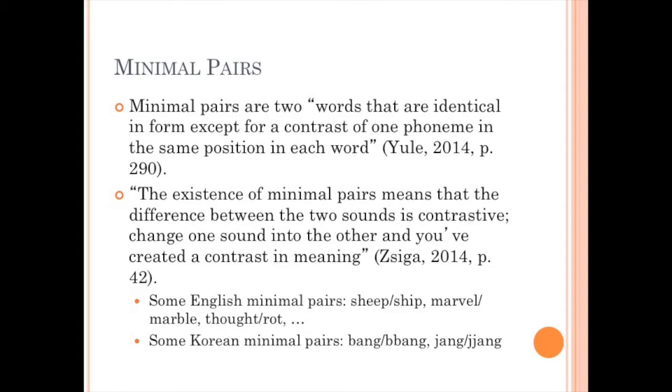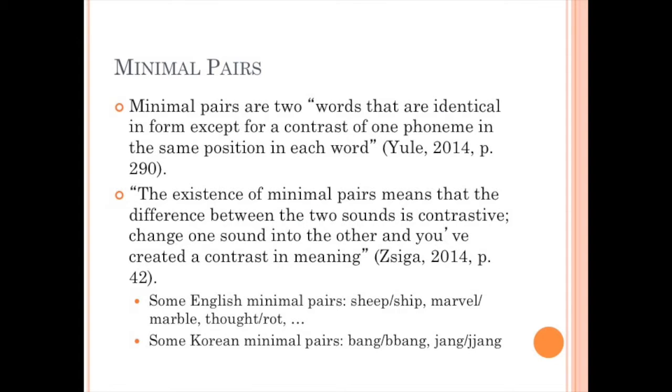Linguists find minimal pairs useful because they help them to determine whether or not the different sounds are phonemes in a language. Sheep and ship are minimally different, only the vowel sound is different. With marvel and marble, it is only one consonant that is different. Thought and rot look very different when spelled out, but they are also a minimal pair, as they only have one phoneme difference, regardless of how many letters are different.